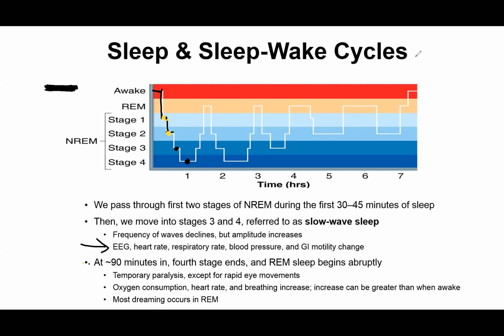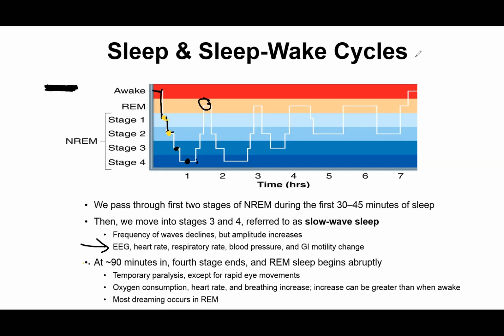And then at approximately 90 minutes into sleep, the fourth stage is going to come to an end, and all of a sudden we jump into REM sleep. And REM sleep involves temporary paralysis, except for the eyes and the diaphragm.